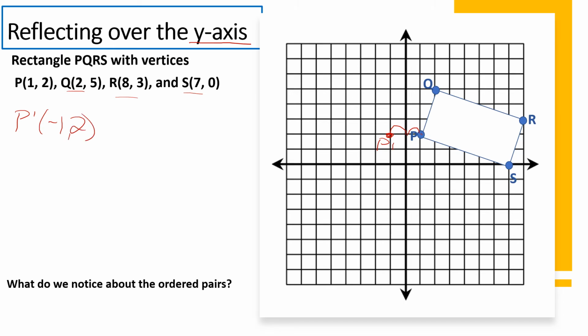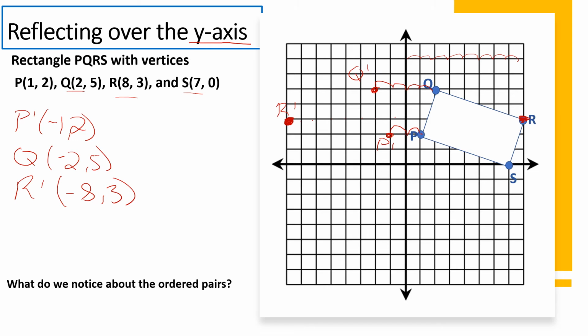Same thing for Q. It is 2 units away, so in the other direction to the left, 1, 2. That is Q prime, and that ordered pair is negative 2, 5. R is right here, so it's at the end here. I'm just going to count the spaces at the top. 1, 2, 3, 4, 5, 6, 7, 8. So R is 8 units away. So again, 1, 2, 3, 4, 5, 6, 7, 8. Making sure it's in the same position, just on the other side. That is my R prime. And that ordered pair is negative 8, 3.